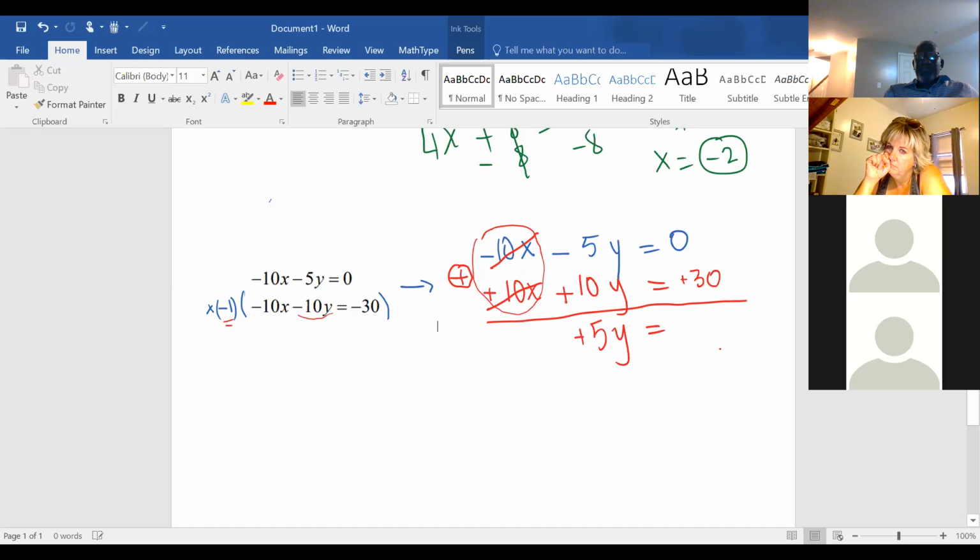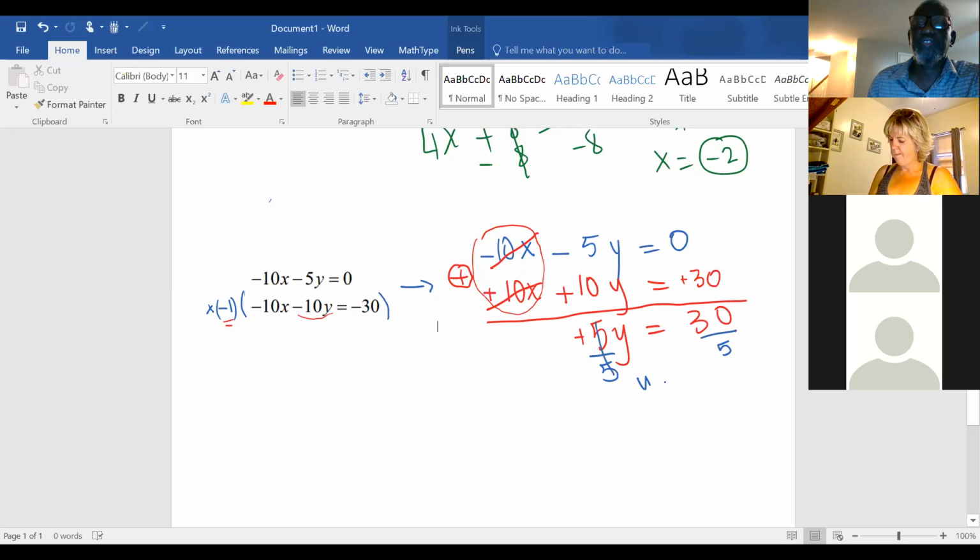And then on the right side, how much do you get? 30. Thanks. You see? So we have 5y equals 30. So now we can divide by how much? By 5. So we get y equals 6.